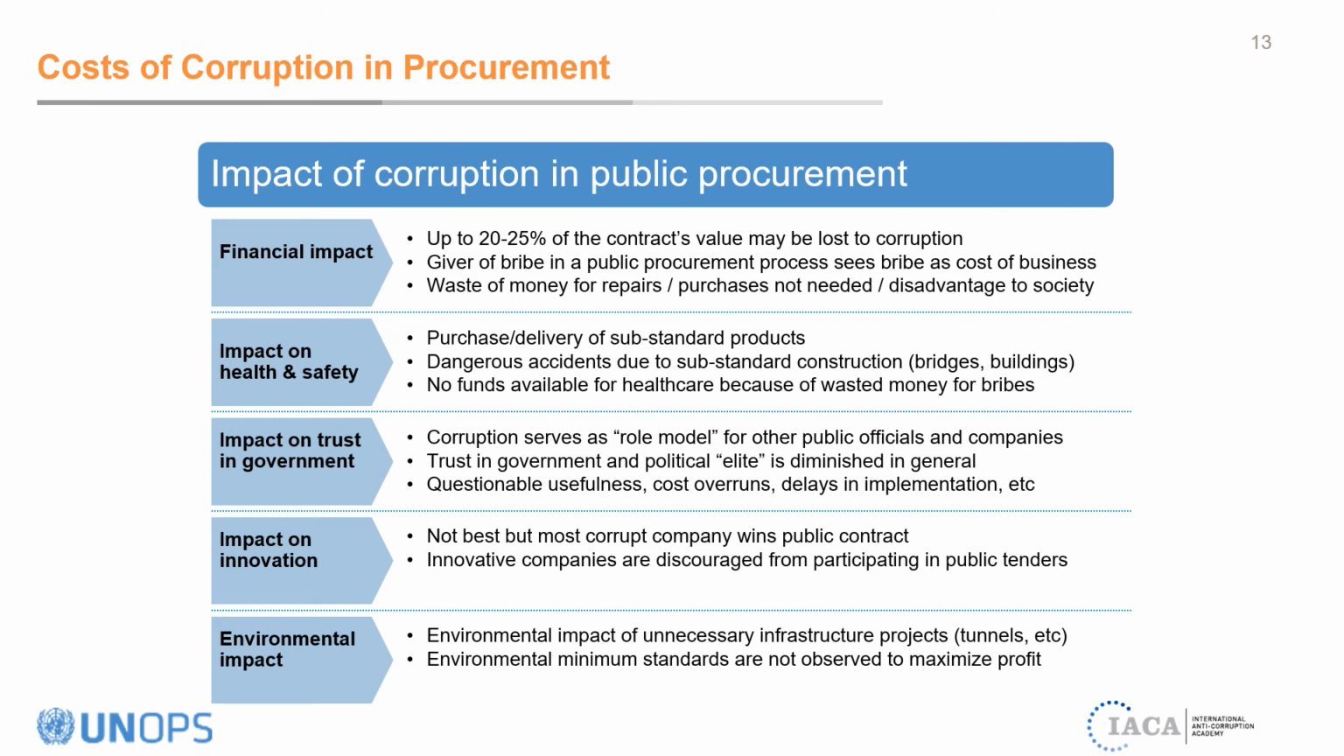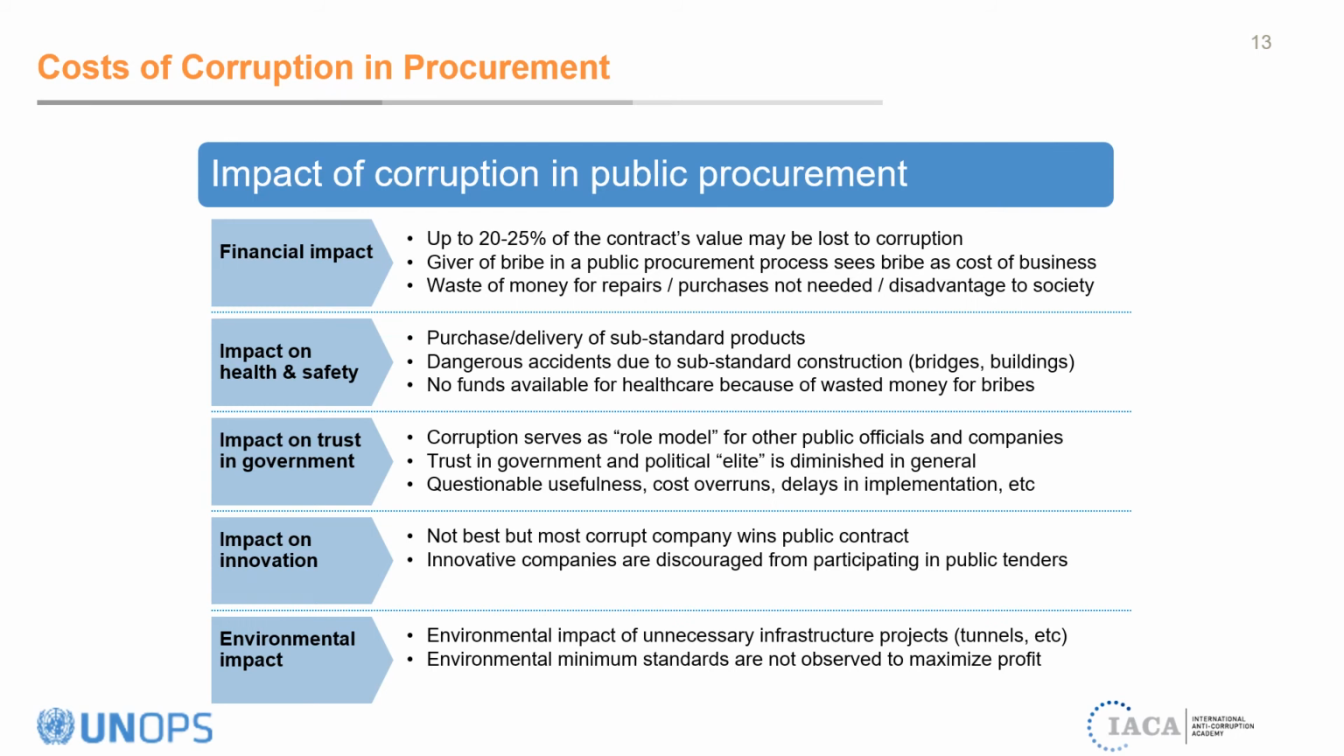Now, we can see how this plays out in particular contexts. For example, in the financial impact from corruption, up to 20 to 25% of the contract's value in some countries may be lost to corruption. Or the giver of a bribe in a public procurement process can see the bribe as a cost of business, and therefore it is a reason not to invest in a country because of the cost of giving bribes. So the prospective investor or contractor may say, look, I don't want to go to this country and invest because I'm going to have to pay an additional amount in bribes.